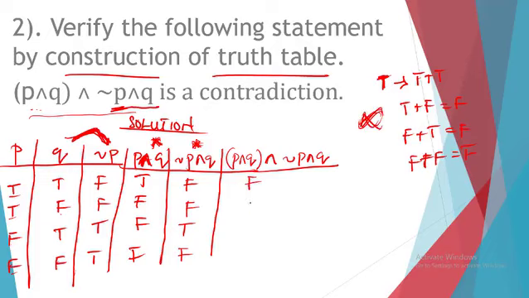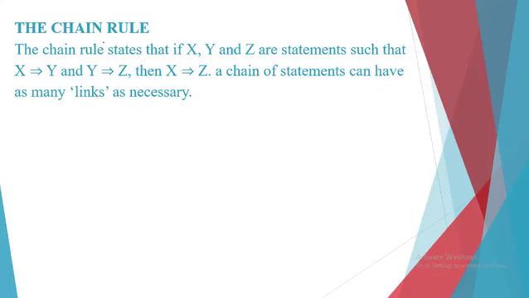This is F, this is F, we have F. This is F, this is T, we have F. This is F, this is F, we have F. So looking at this, we have what we call contradiction, because all the final answers are F, F, F, and F. Since there is no T, we say that contradiction has taken place. Do we understand? Whenever you see anything like this, then it is contradiction. Assuming we have one T here, then it is no longer contradiction.